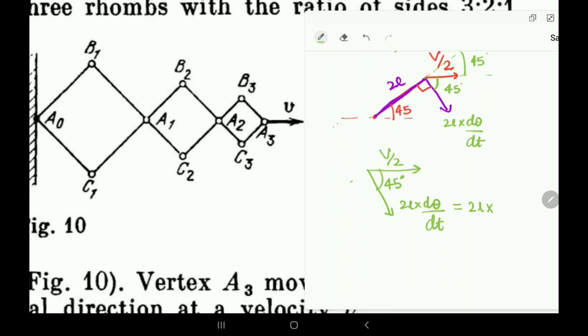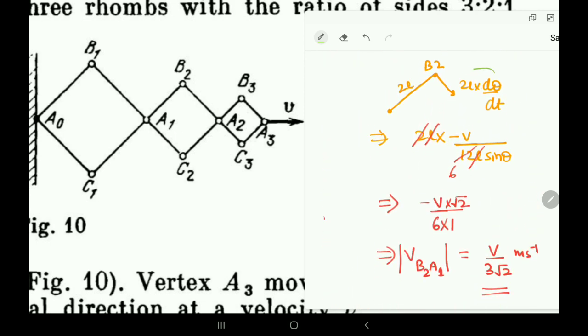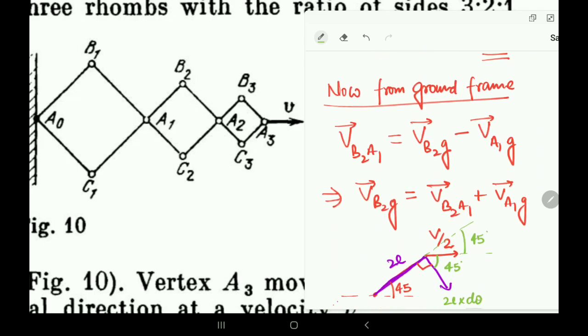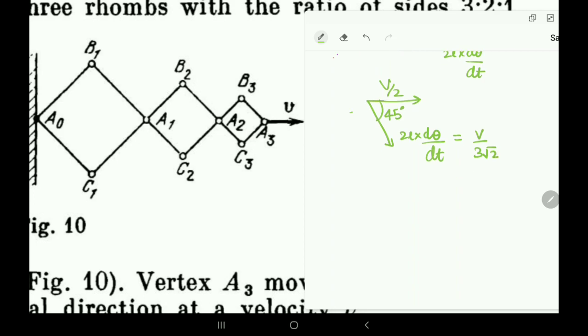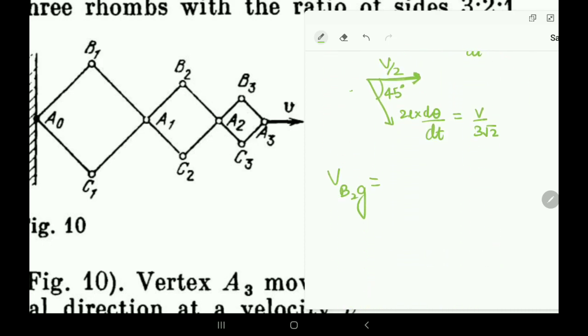So now you have to just vectorially add it. First calculate the tangential velocity of B2 with respect to A1. That is V by 3 root 2. I already calculated it. So this 2L into d theta by dt is V by 3 root 2. Now we have to vectorially add these two vectors. One vector is V by 2, the other vector is V by 3 root 2. The angle between them is 45 degree. This is a simple parallelogram rule problem. Use the parallelogram rule of vector addition to find the magnitude of the resultant.